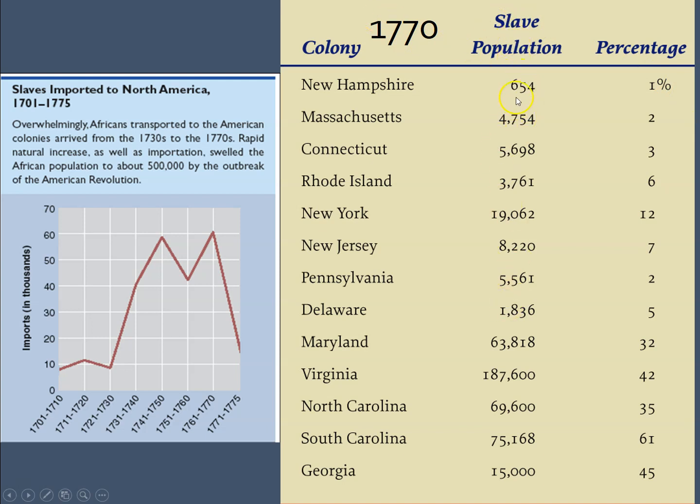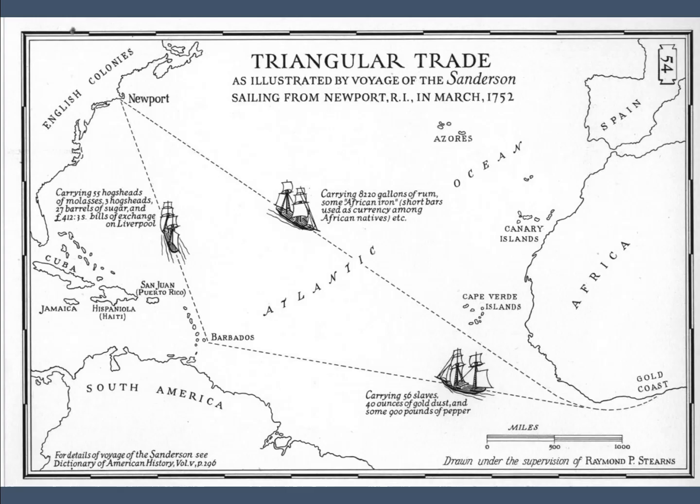The population number is important, but I think what's even more important is the percentage of the overall population. So, in other words, 99% of people in New Hampshire were not enslaved. But in South Carolina, 61% of the people were enslaved. So, more than 50%, the majority of people in South Carolina, were enslaved.